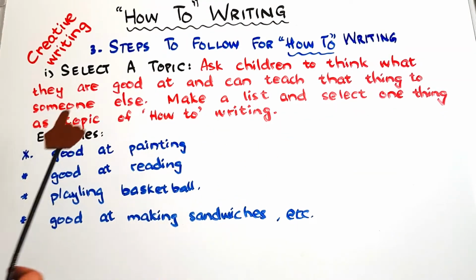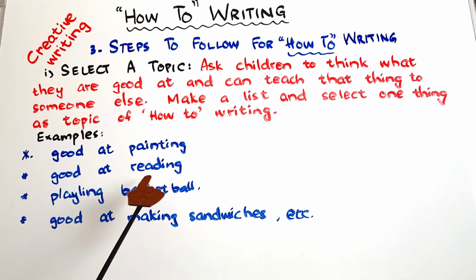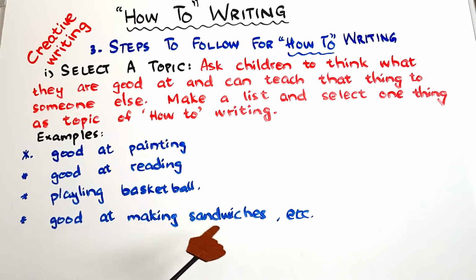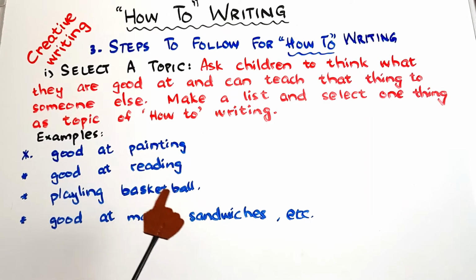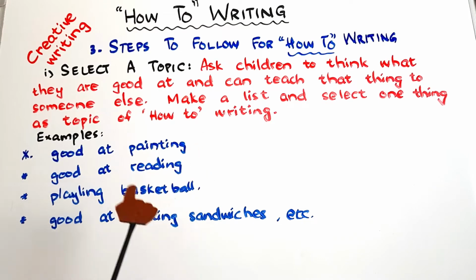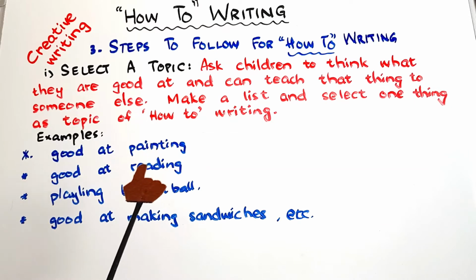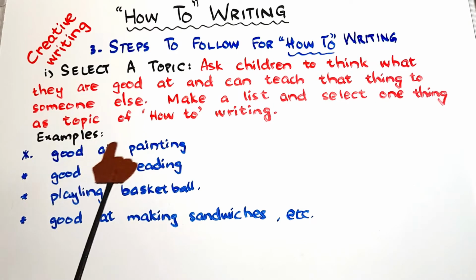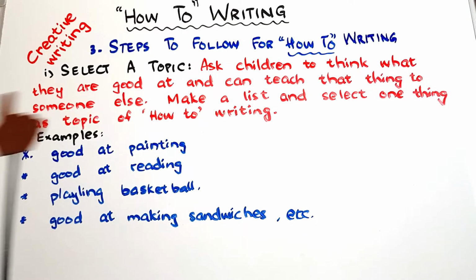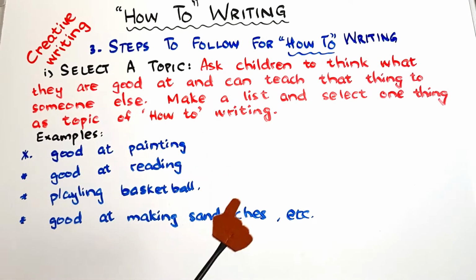For example, they could be good at painting. Any one of them could be good at reading or playing basketball or making sandwiches, and so on and on. If they are unable to select a topic or they think that I'm not that good at anything, you can help them or you can tell them to ask their parents. Maybe they have an idea what they are good at home. So it could be anything, whether they are good at school, in playing, or at home, or in the kitchen. They can write about anything they are good enough to teach someone else, right?